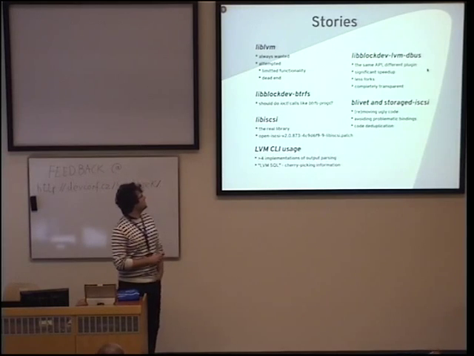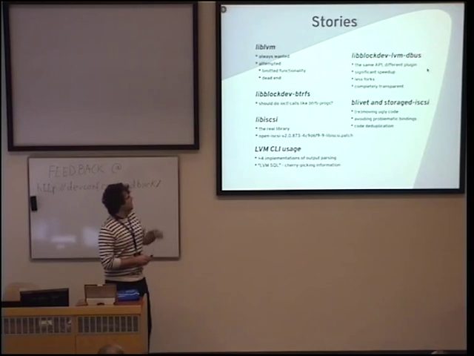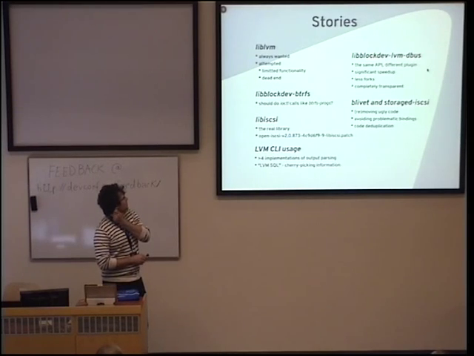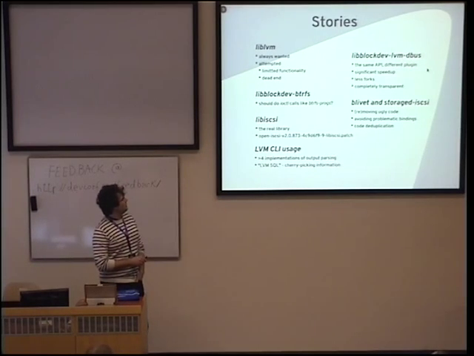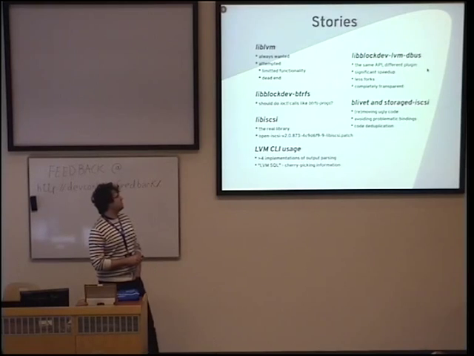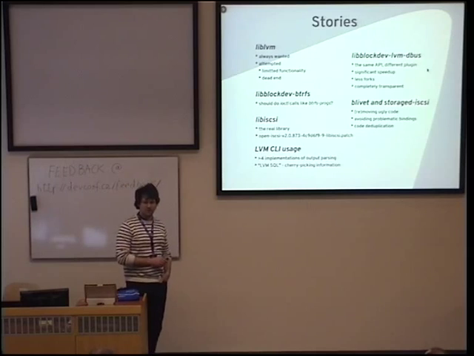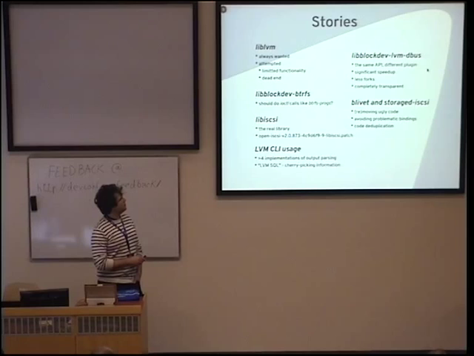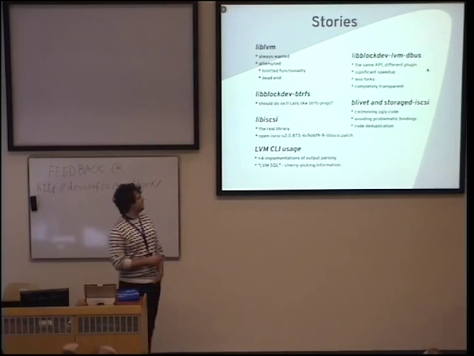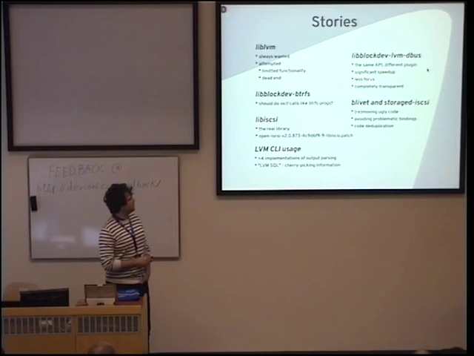The nicer stories are libblockdev using LVM dbus now. And there are 2 plugins for libblockdev, both providing the LVM functionality. One is using the CLI, one is using dbus. The dbus, of course, provides significant speed up and fewer forks, and is completely transparent to the caller of libblockdev. So if you use libblockdev, like Blivet does, you don't have to care about whether the LVM dbus is available or not. It will just work and use the better option.